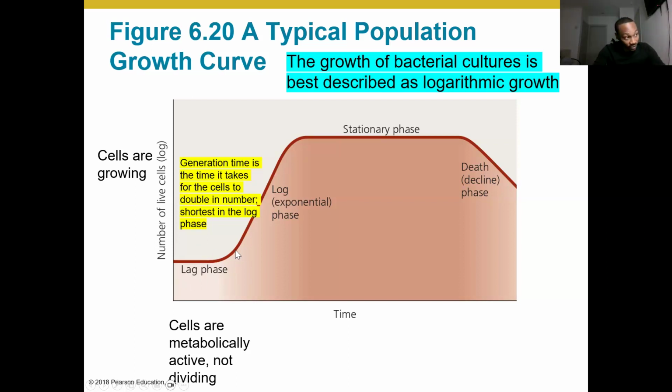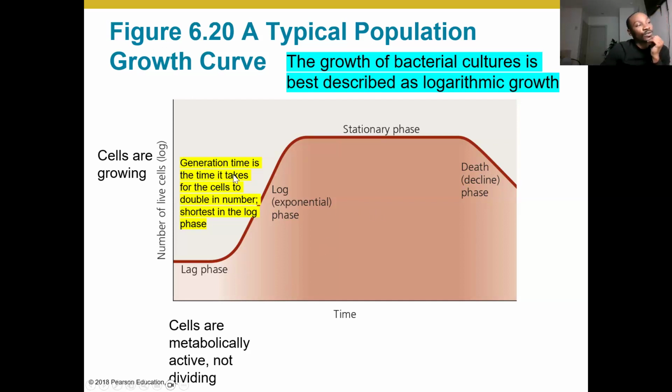Then you have this exponential growth. That's the log phase. This is where the cells are growing and actively dividing. And then we have the stationary phase, where you're going to have cell growth equal to cell death. The amount growing is equal to the amount dying. And then the death or decline phase is where they're dying more rapidly. So remember those different phases.